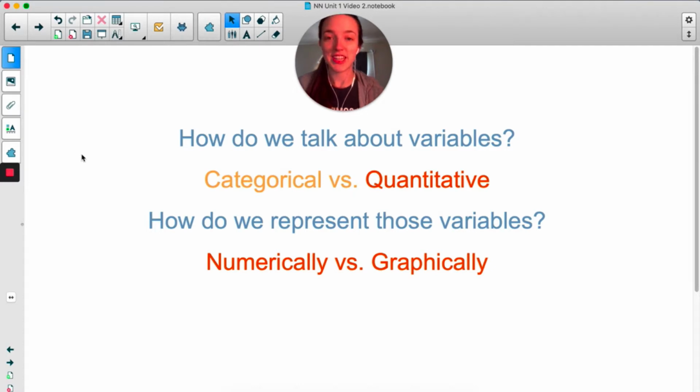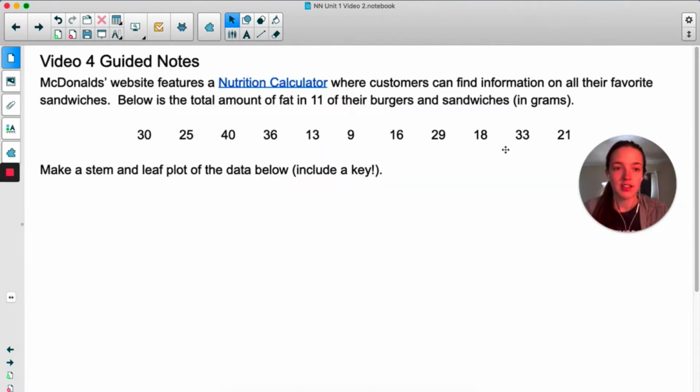This is our last video on how to represent variables. We are going to cover quantitative variables and finish up how to represent them numerically, and I also have one more type of graph to show you. The data we're going to be using for this example comes from the McDonald's website. They actually have a nutrition calculator you can use to see how many calories, how many grams of fat, etc. are in all of their meals.